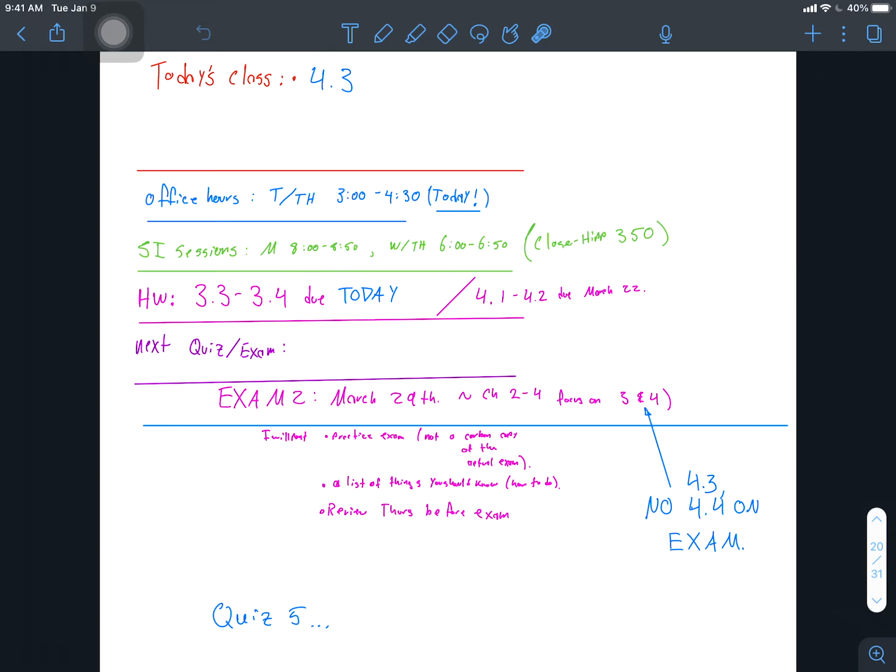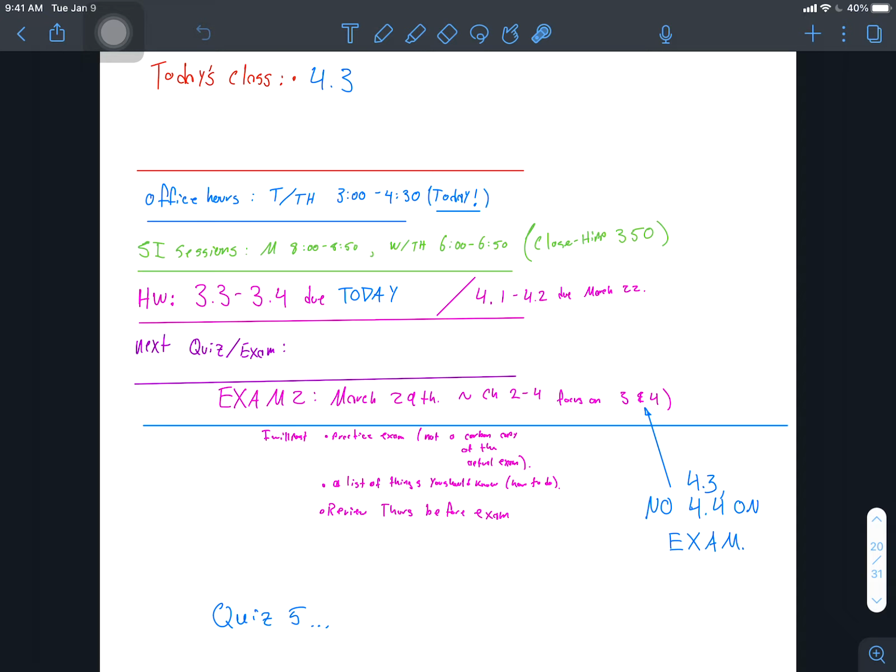What else? Oh, as before, you get to use a scientific calculator on the exam, but not a graphing calculator. Anything else? Oh yeah, I'm also going to post the bulleted list of study items. So hopefully you guys find that helpful in addition to the practice exam.